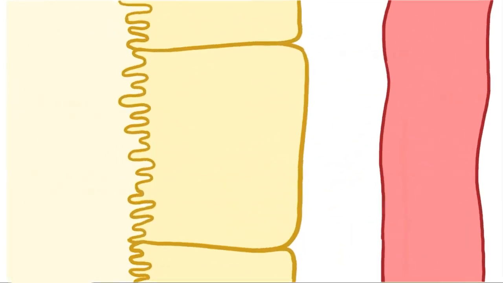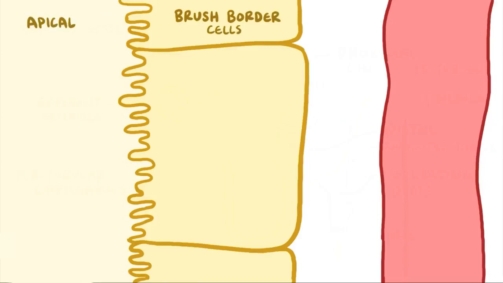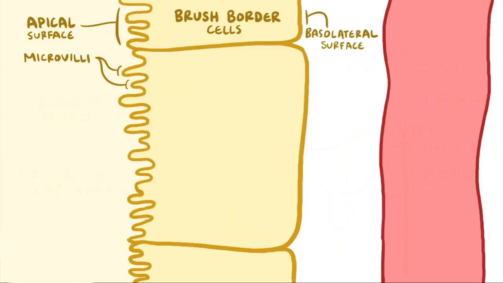Now, zooming in on this nephron's tubule, each one's lined by brush border cells which have two surfaces. One is the apical surface that faces the tubular lumen, and is lined with microvilli, which are tiny little projections that increase the cell's surface area to help with solute reabsorption. The other is the basolateral surface, which faces the paratubular capillaries, which run alongside the nephron.